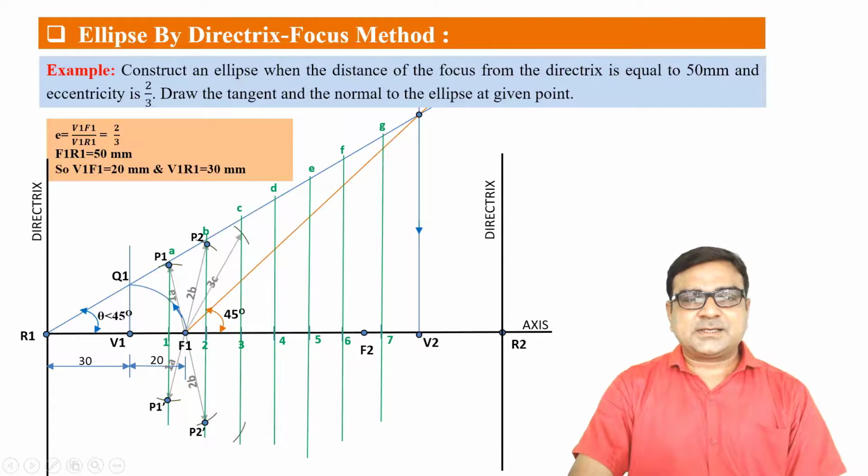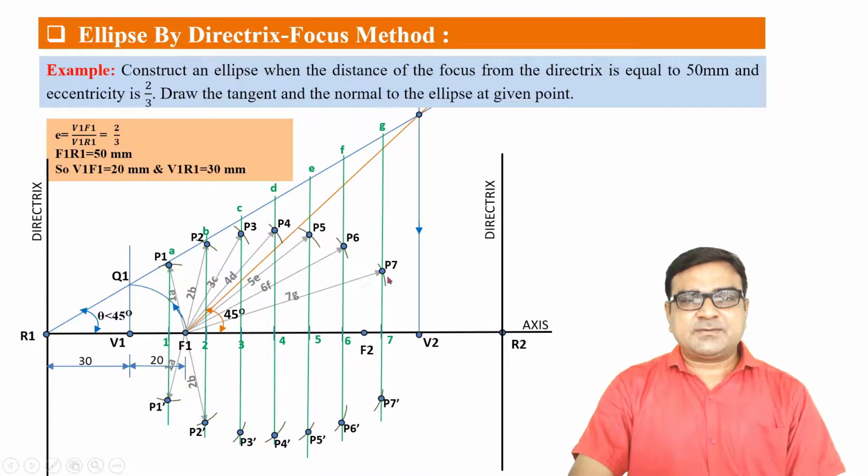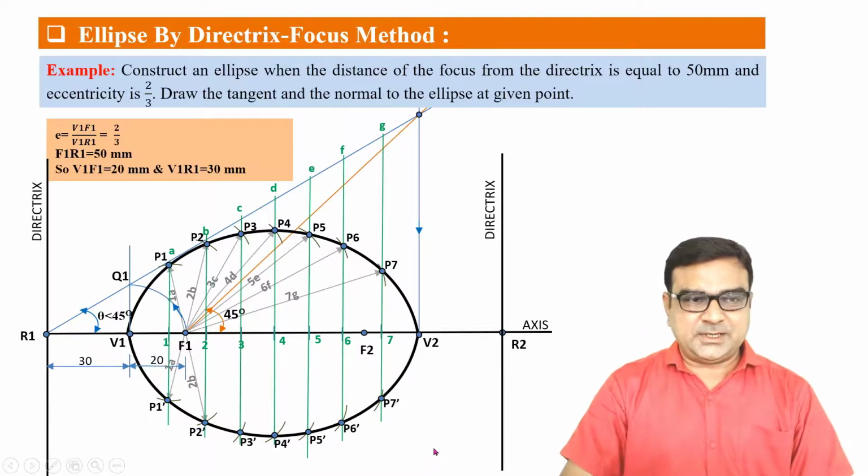Similarly, 3C, F1 center, 4D, F1 center, 5E radius, F1 center, 6F radius, F1 center, then obtain P6, 7G radius, F1 center, draw an arc on 7 and obtain P7. At the last end of the major axis, we draw the profile of the ellipse.